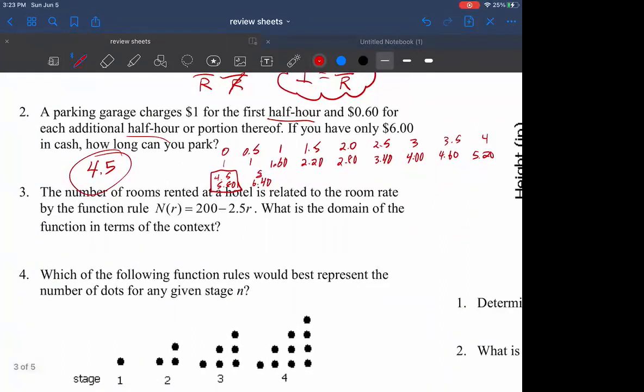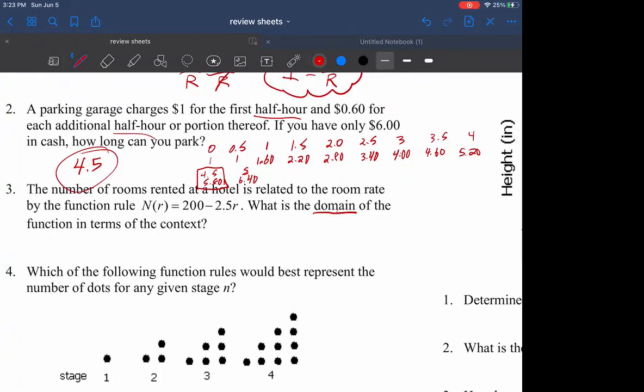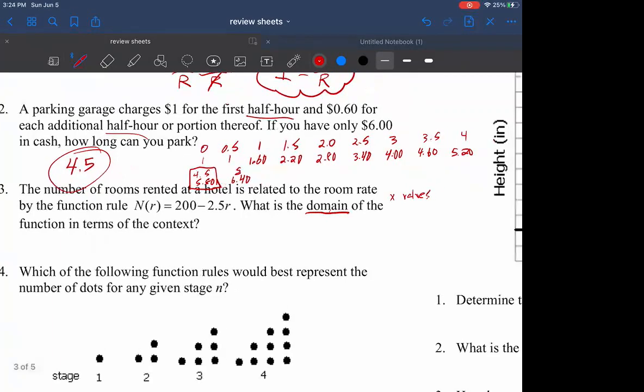Number 3, the number of rooms rented at a hotel is related to the room rate by the function rule N of R equals 200 minus 2.5 R. What is the domain of the function in terms of the context? So domain deals with the X numbers. But if this is a function, they're not always going to give us the X variable. So we can also think of it as the input values. Those are the ones inside the parentheses and inside the formula. So we're talking about R here. What are the R values that make sense?